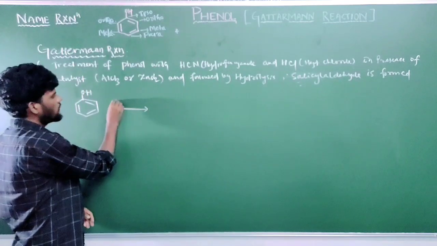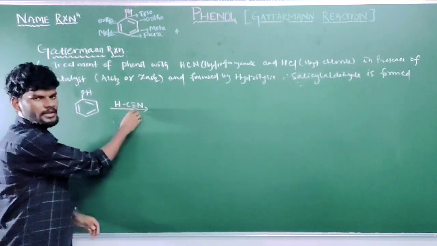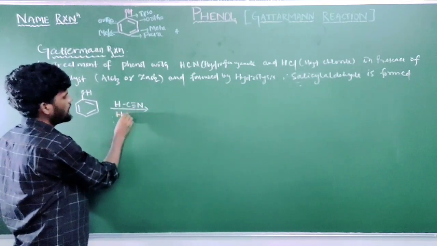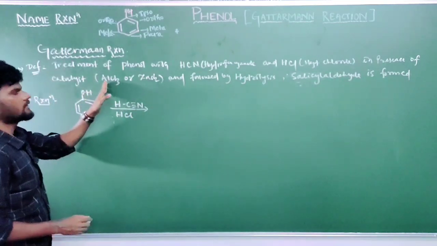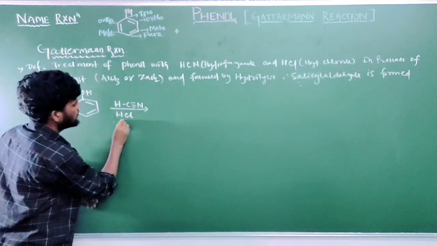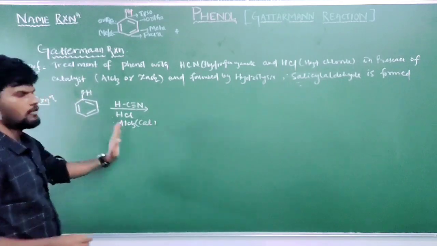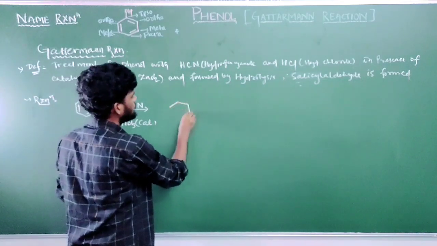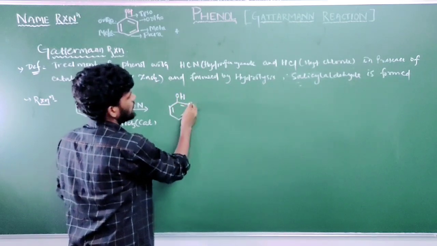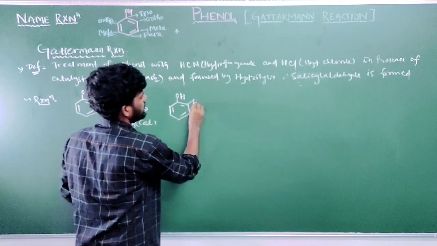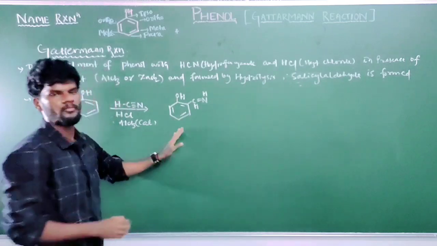So use hydrogen cyanide HCN, H-C triple bond N, hydrogen cyanide, and hydrogen chloride HCl. Okay, and in presence of catalyst, let us suppose take aluminum chloride here. Aluminum chloride, bracket write catalyst. Okay, in the first step you will get one ortho substituted phenol, CH double bond NH. This is imine group, ortho substituted imine group you will get.